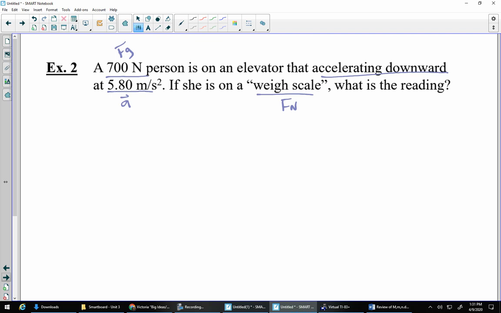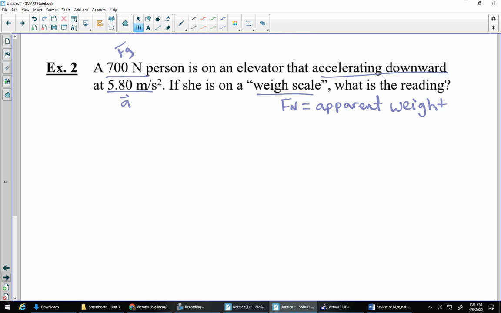And I don't think I actually mentioned that term before. So apparent weight is your normal force. I'm gonna add that right here. Apparent weight, which really means how heavy you feel.